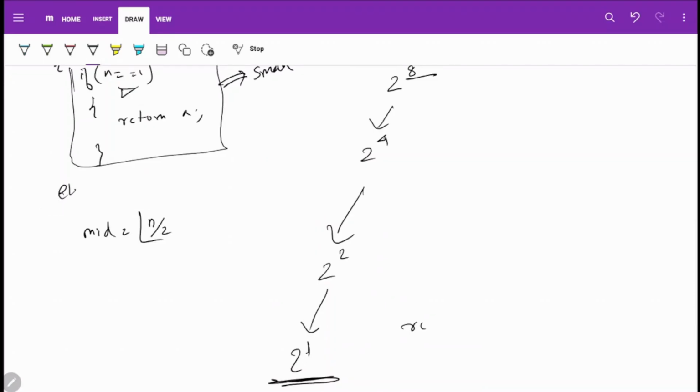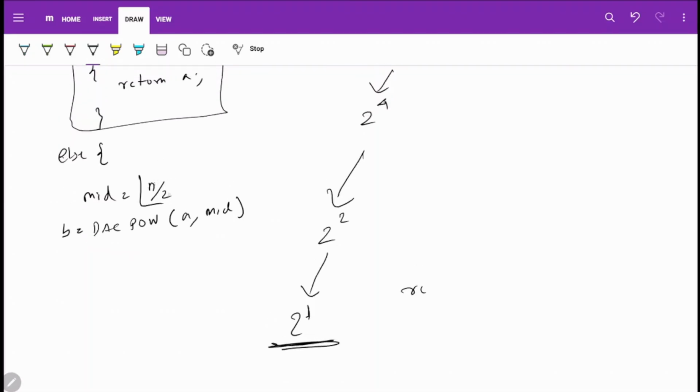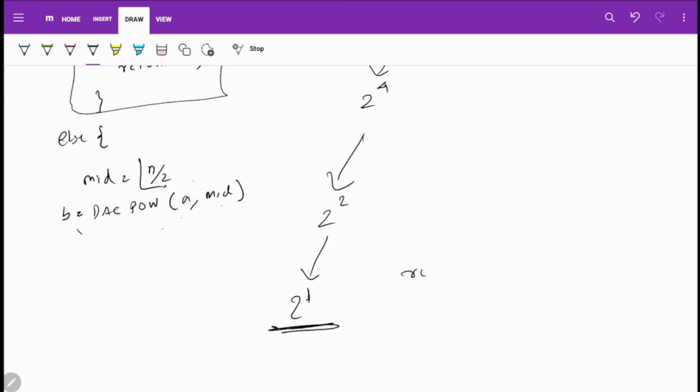This will be else. So I can call DAC pow and pass a and mid, which will give me the output. If my n here is 64 and I divide by 2, I get 32. So this will give me the a to the power 32 answer, and it will go inside and do recursive calls. At last, when the recursive call finishes, it will come and give me the result of a to the power 32. So b is equal to a to the power 32.